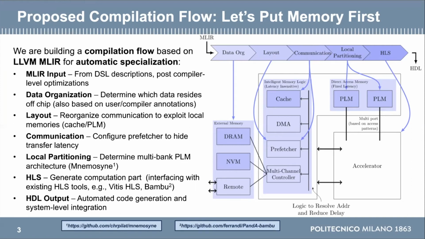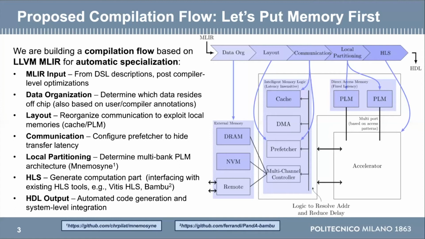The next step, the layout phase, reorganizes the computation to better exploit local memories, either caches or private local memories. Then, in the communication phase, the prefetcher is configured to hide transfer latency based on the data access patterns. After this, the local partitioning phase determines the multi-bank PLM architecture, also sharing physical memories for data with disjoint lifetimes.